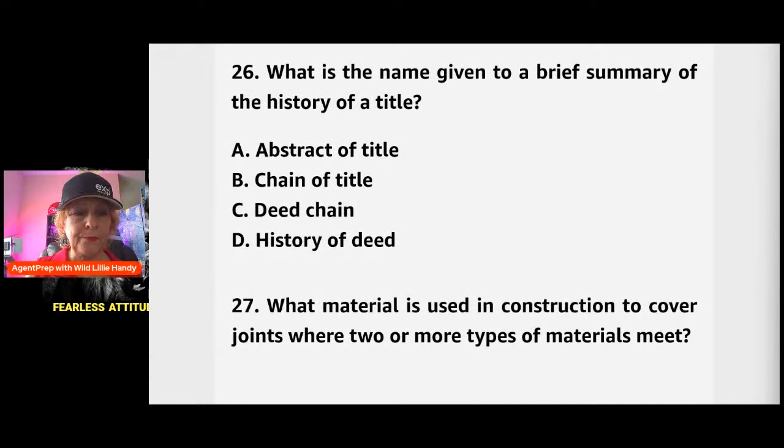Number 26. What is the name given to a brief summary of the history of a title? So A, abstract of title, B, chain of titles, C, deed chain, or D, history of deed. What is the name given to a brief summary? So the title history. And yes, 26A is the correct answer. Abstract of title. That is the summary.